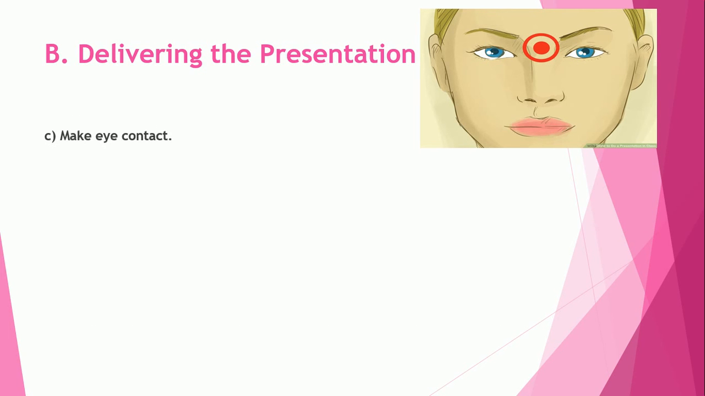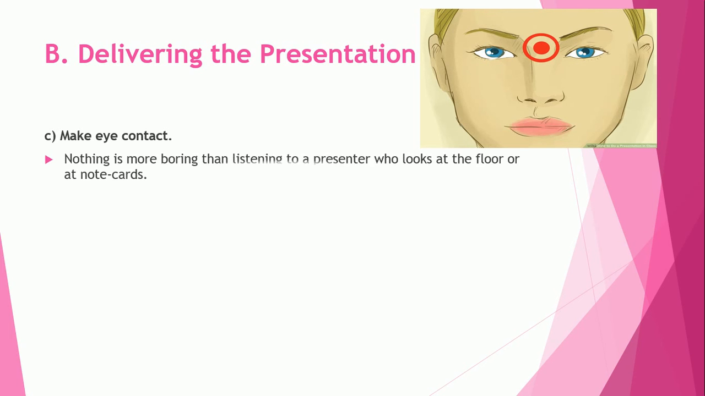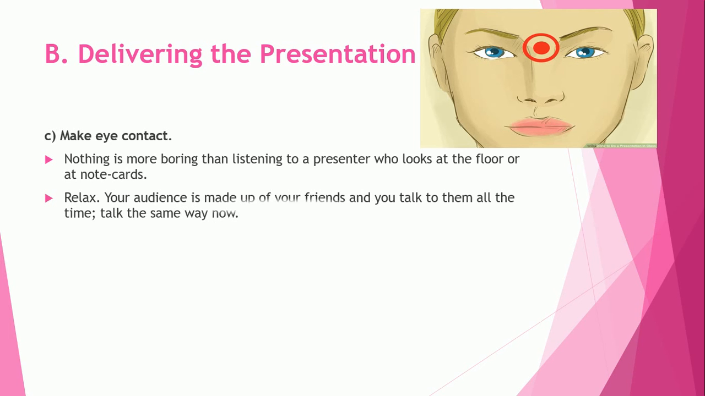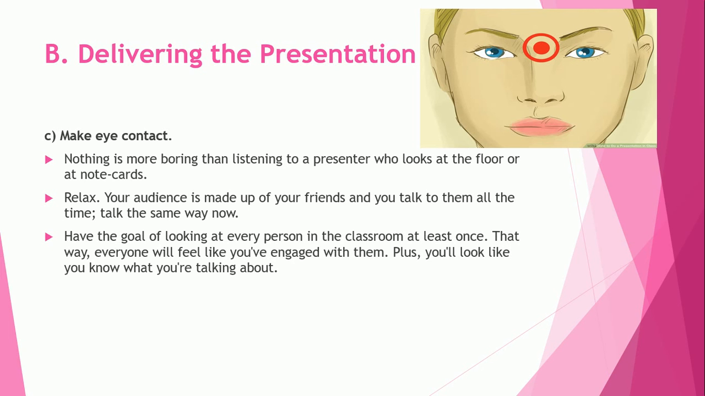Then you have to show or ensure some sort of eye contact. So make eye contact with your audience. Nothing is more boring than listening to a presenter who looks at the floor or at the note cards. Relax. Your audience is made up of your friends and you talk to them all the time. Talk to them in the same style. So why make yourself confused or feel shy? Look at them very confidently. Have the goal of looking at every person in the classroom at least once. In this way, everyone will feel like you have engaged with them.